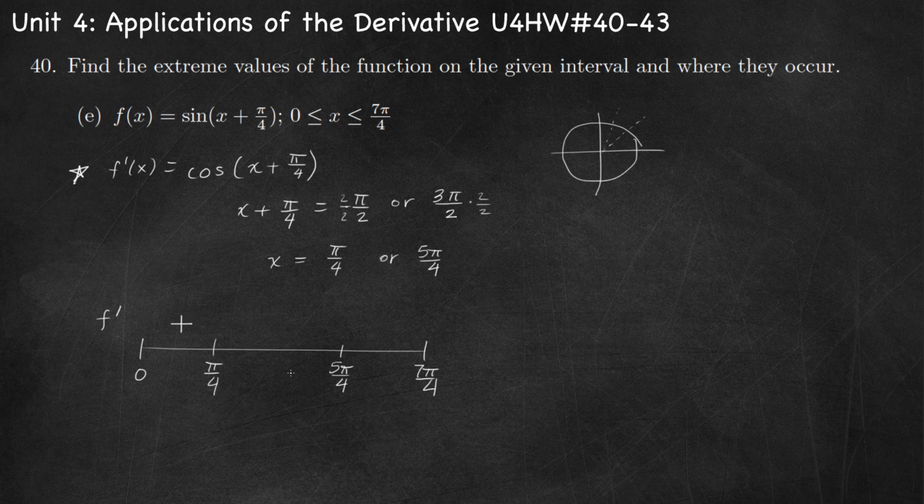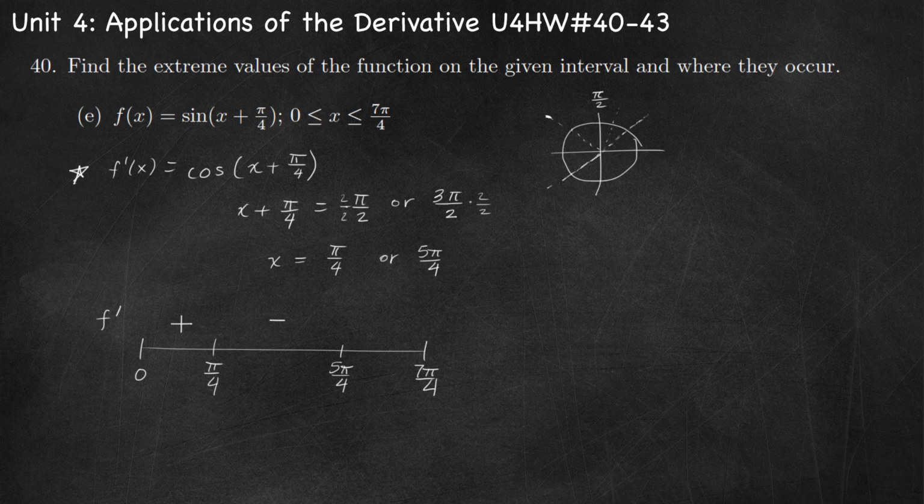Now let's pick a test point between pi over 4 and 5 pi over 4. Let's go with pi over 2, because pi over 4 is right here and 5 pi over 4 is here. Going back to the f prime equation, I need the cosine of pi over 2 plus pi over 4. So pi over 2 plus another pi over 4 ends up right here. And the cosine here is negative since I'm on the left side of the y-axis. So cosine is negative.